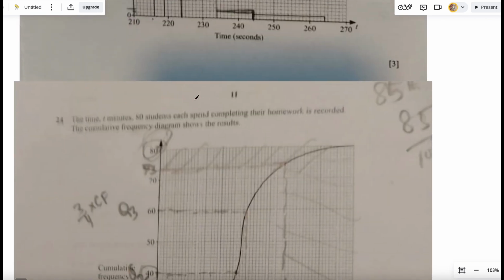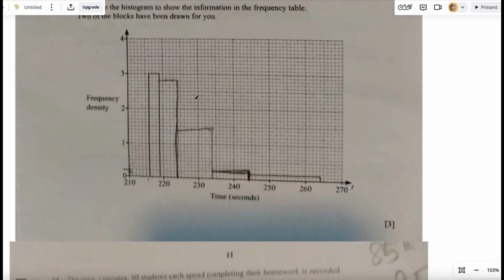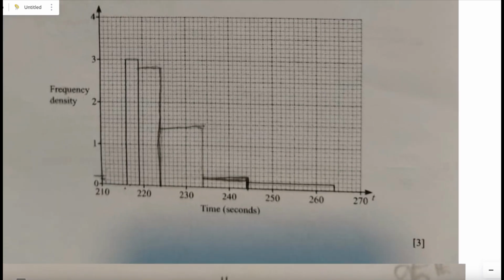From 219 to 224. Wait, which one is it? Okay, this is the frequency density value, and these are the group data. So we have to calculate the frequency density for each one, and then we will plot against our values.